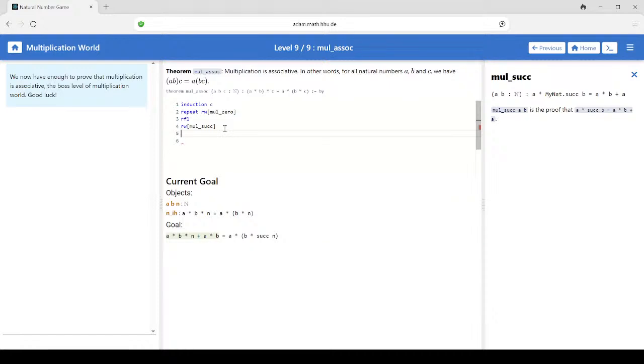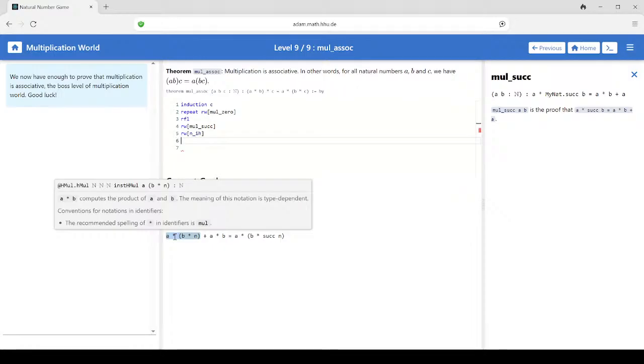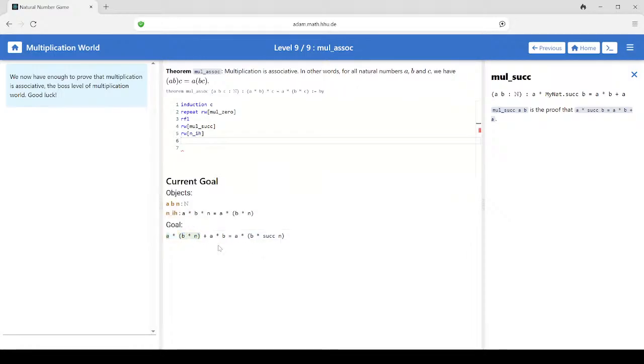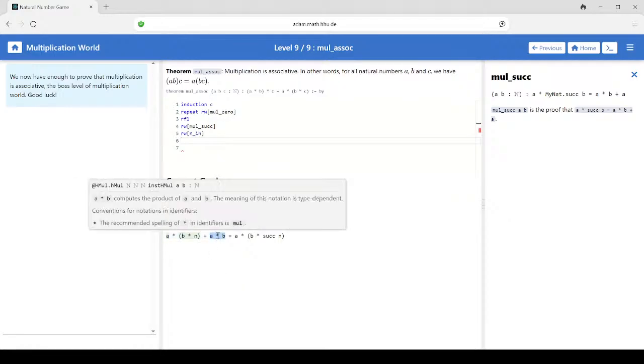I could use this now. Yep. That did something. We have a times b times the successor of n, and over here we have the successor of n, and then we have an additional... Was I misreading it before? I thought I had plus a. We have plus a times b, which is different.